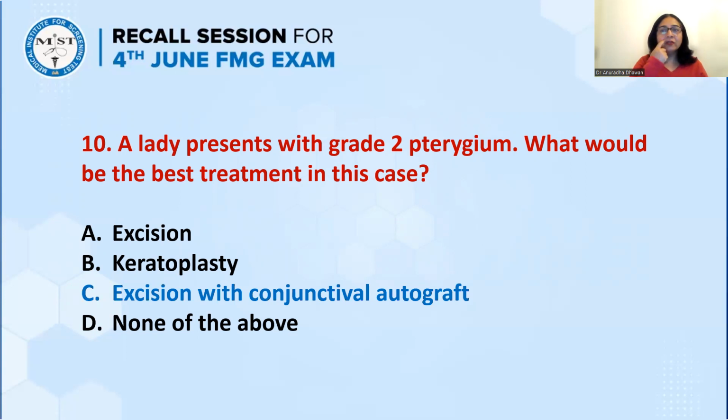Besides the conjunctival autograft, you can also do amniotic membrane transplantation, but that is usually reserved for recurrent cases. The best treatment as first line will be excision with the conjunctival autograft, which was the right answer to this question.